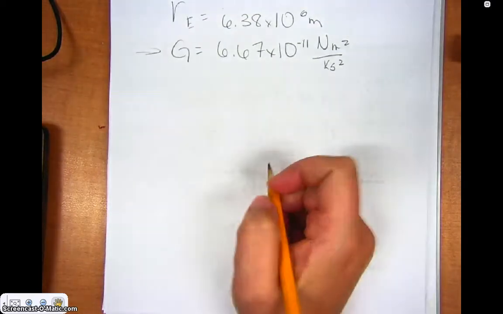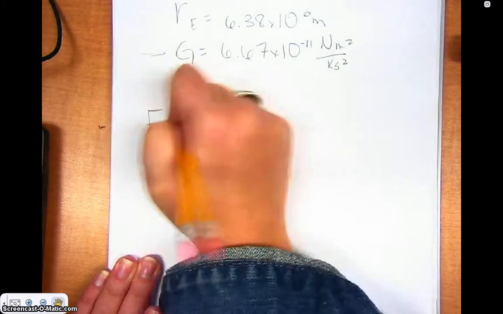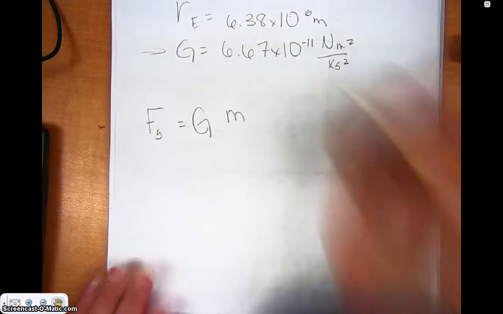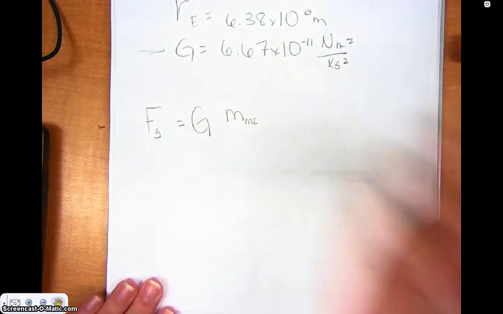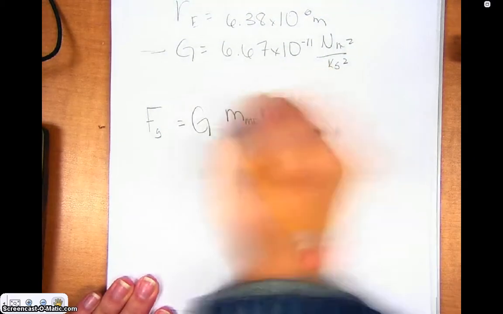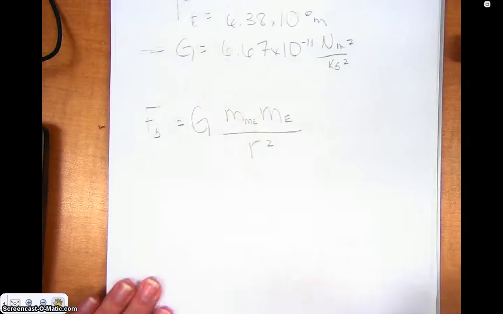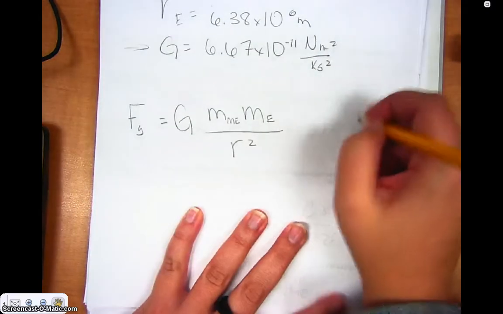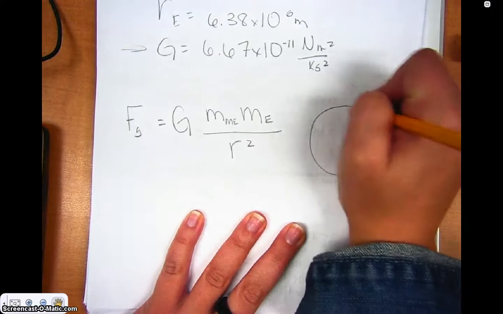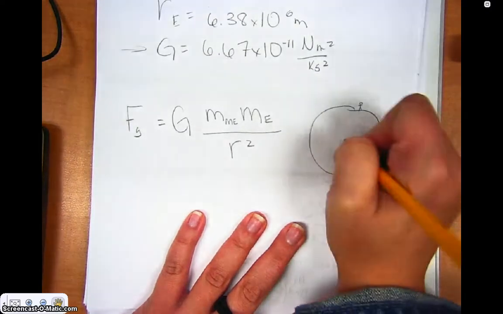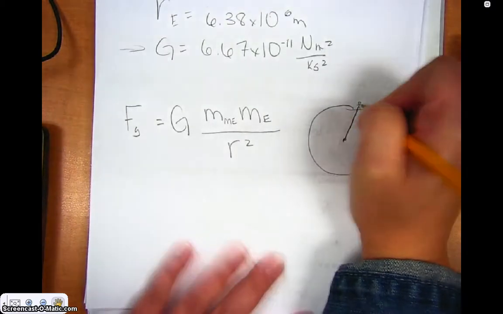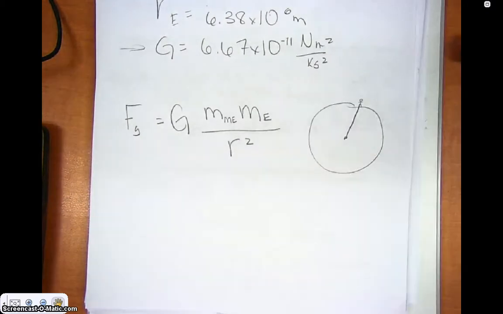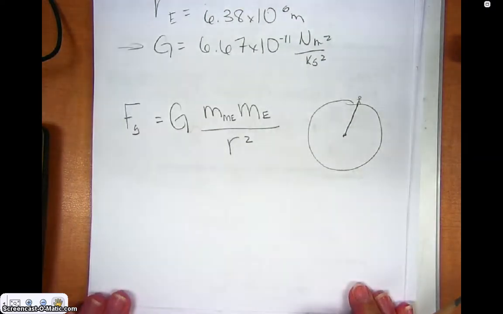Okay? So we have the equation that the force due to gravity is equal to big G times the mass, and let's just say we're on the Earth. So the mass of me on the Earth times the mass of the Earth, all over r squared. If I look at this as the Earth and I'm a teeny tiny little person on it, you can see that the distance between our centers of mass would be equivalent to the radius. My height and where my center of mass is is so small that it's negligible. Okay? So in this case, the r would be the radius of the Earth.